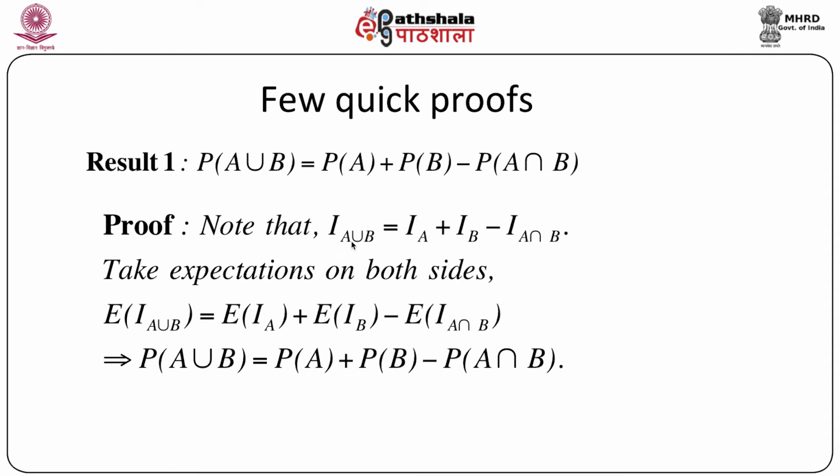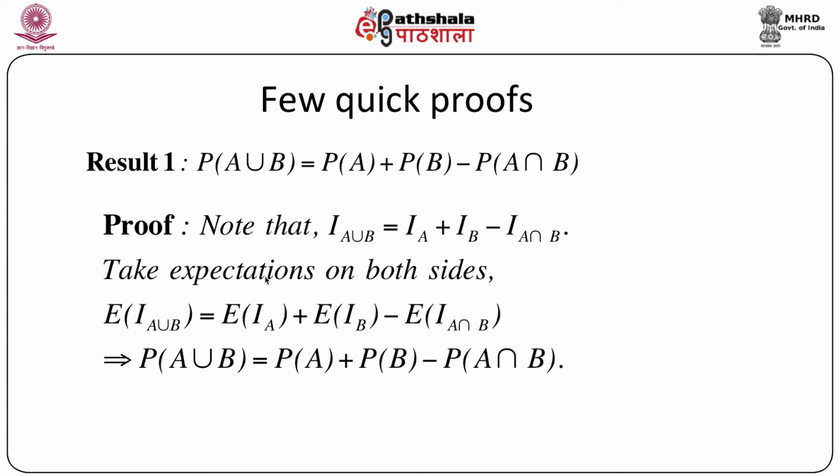Now note that the indicator function over A union B is I_A plus I_B minus I of A intersection B. Also note that I have not proved this result, so I leave it to you to prove it. The proof follows similar logic to the proofs of the other results on indicator functions. So if we take for granted that I of A union B equals I_A plus I_B minus I of A intersection B, just take expectations on both sides. That means we have expectation of I of A union B equals expectation of I_A plus expectation of I_B minus expectation of I of A intersection B.